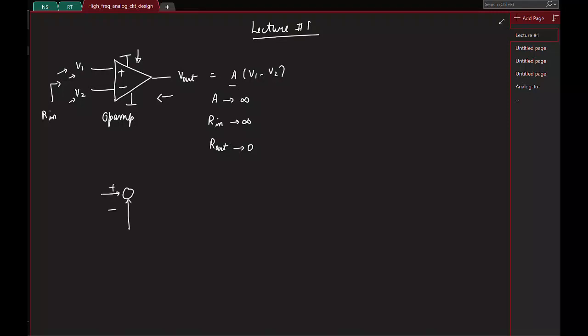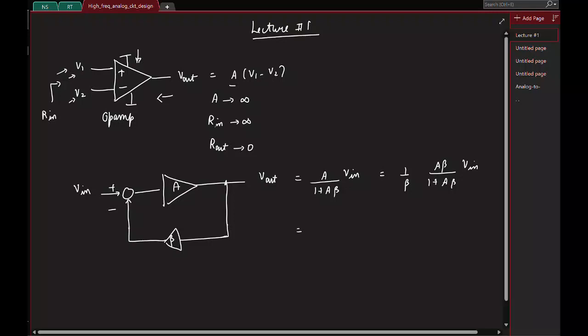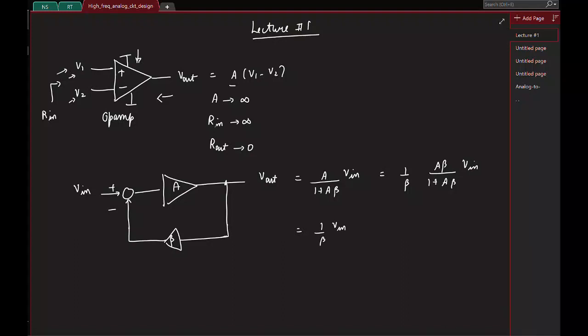I'm sure you might have seen this in one form or the other. If I call this the input, what is the output? This is A by 1 plus A beta times V in. So I can also write it as 1 by beta times. Now here, if A tends to infinity, what can you say about the output voltage? 1 by beta times V in, right?